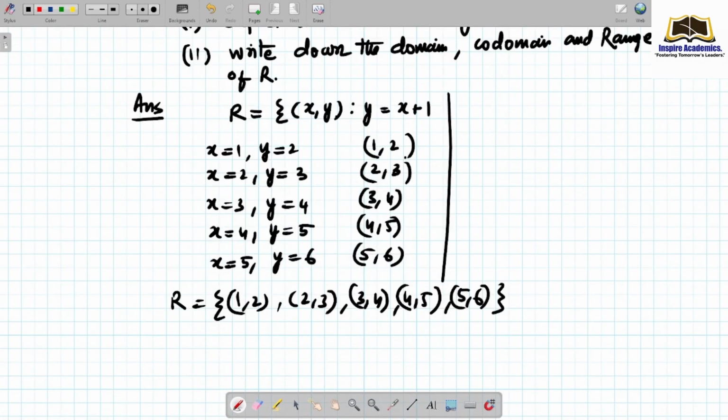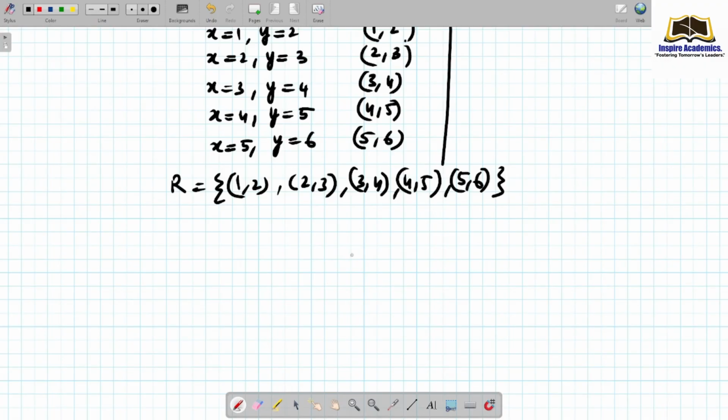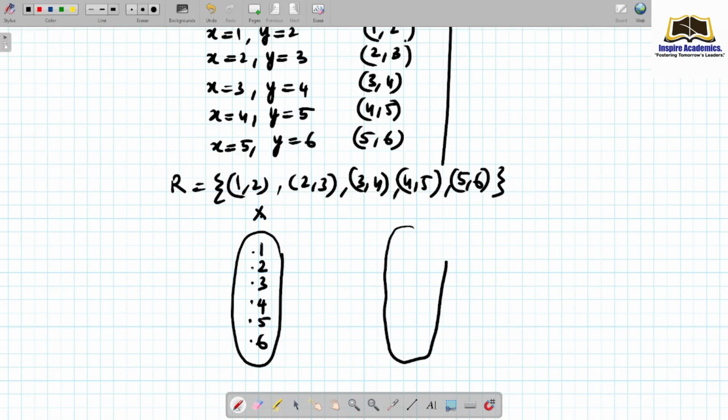Now let us write down the corresponding arrow diagram. So for the arrow diagram, what will we do? First we will have a diagram, one here where we write our x part. So what is the value of x? It is going to be 1, 2, 3, 4, 5, 6. Okay, let's put another depicting y. Also, since it is A cross A, so it will be 1, 2, 3, 4, 5, 6.